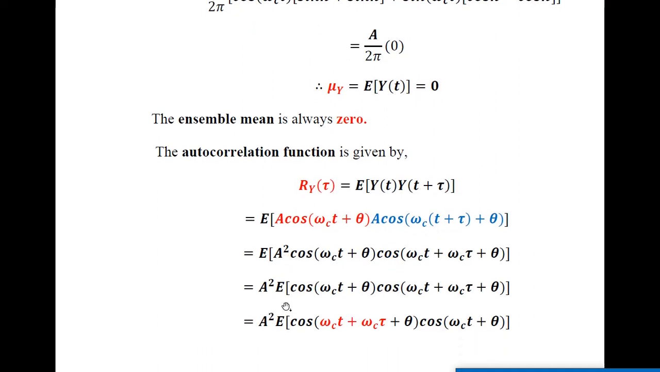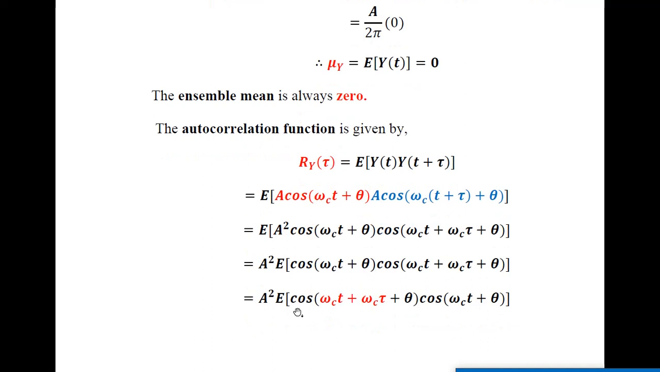We take the A square outside this particular square bracket and the rest of the terms are maintained inside here. So this is nothing but equal to cos omega ct plus theta, cos of omega ct plus omega c tau plus theta here. So be careful here, you are having omega ct then plus omega c tau, right? So this is nothing but equal to A square of E of cos of omega ct plus theta, then cos of omega ct plus omega c tau plus theta.